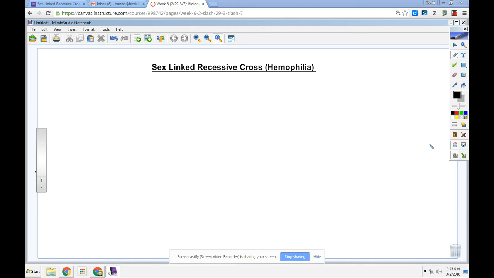I'd like to start this tutorial out with just a quick background. In sex-linked recessive crosses, we're dealing with a gene that's found on the X chromosome. In humans, we may or may not know that in females, the 23rd pair is XX, so a female has two X chromosomes. And in males, the 23rd pair is XY, so you only have one X.